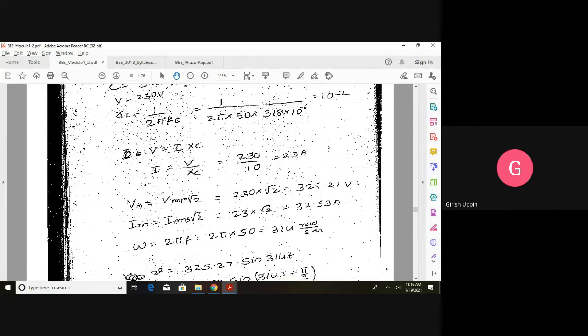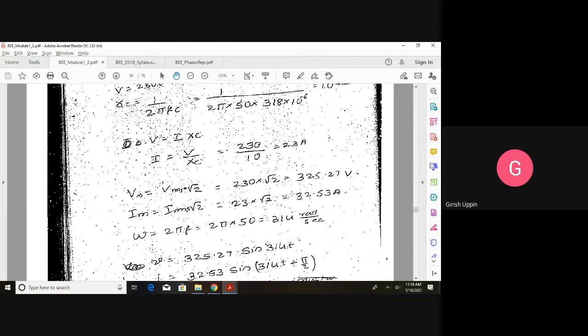Now we have to write the equation for the current and the voltage. For writing the equation, we have to have the peak value, and we should also know the omega value. Omega is 2 pi f. F is given, that will come as 314. And how to find the Vm? We already know the RMS value. Using this RMS value, we can find Vm. So Vm is equal to Vrms into root 2, that is 230 into root 2, that is 325.27. Im is IRMS into root 2, we get 32.53.